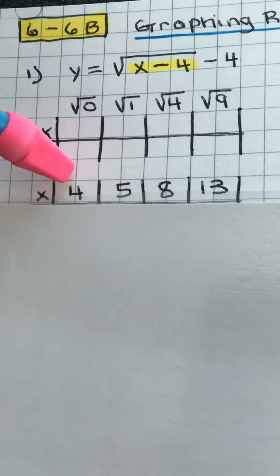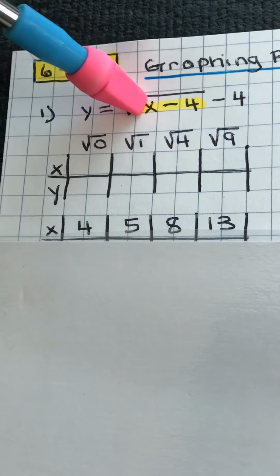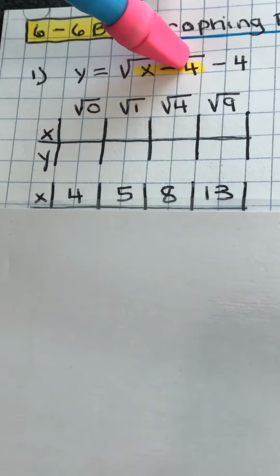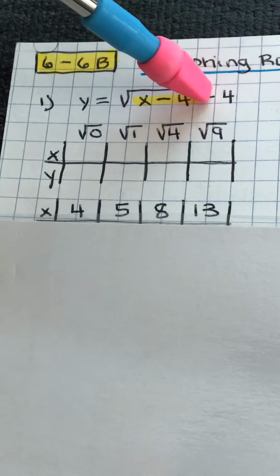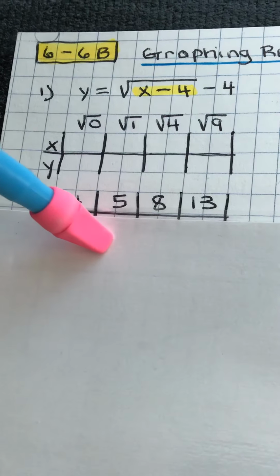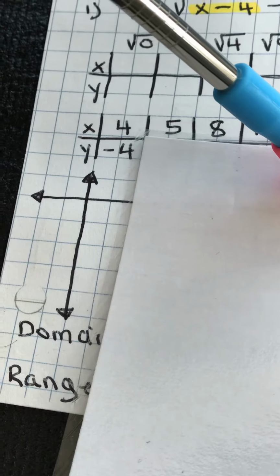Okay, let's go ahead and substitute now. 4, I put it into x. 4 minus 4 is 0. The square root of 0 is 0. And then subtract 4 is negative 4. So here I have a negative 4.